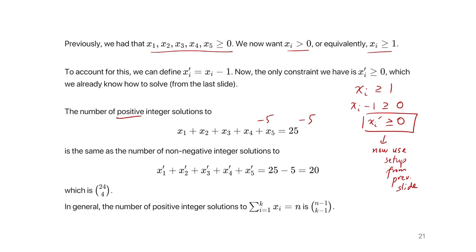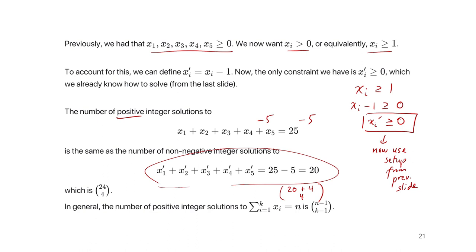So now I have my problem in terms of these new variables. I did the substitution, and now I just need to find the number of non-negative integer solutions, which I already know how to do. Now I can just use the same stars and bars. Right here, how many stars are there? 20. How many bars are there? 4. So 20 plus 4, choose 4.